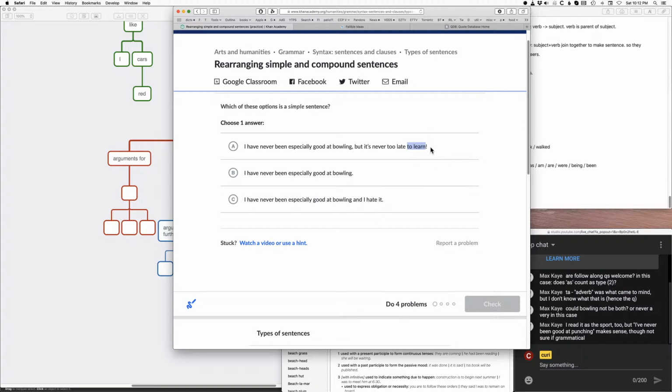So rather than being an action that's happening, it's giving us more information about what type of lateness we're talking about. So, but it's never been too late. Too late to what? To learn. Yeah, that's fine. So we're not actually doing a learning action in this sentence. The sentence is not saying, like, Joe learned to read. That would be a case where learning is the actual action of the sentence.